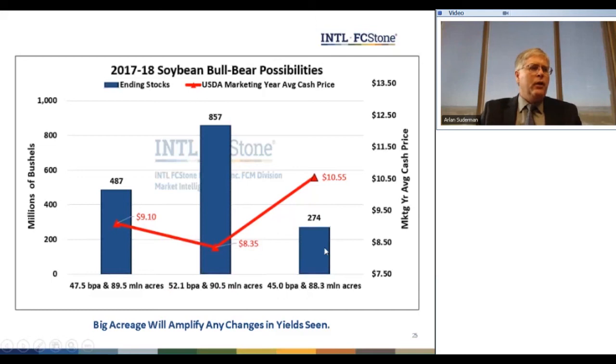If you drop acres a little bit, 1.5 million, which still could happen. It's not expected, but I could see it happening, and we could build that scenario. And you drop the trend yield 5% due to adverse weather. If it does turn out to be hotter and drier than expected, then that suggests 274 million bushels ending stocks and marketing year average price at 10.55. Certainly that would be, what, $2.20 higher than the bearish scenario here, and about $1.45 higher than the anticipated. So there is some possibility of volatility there.